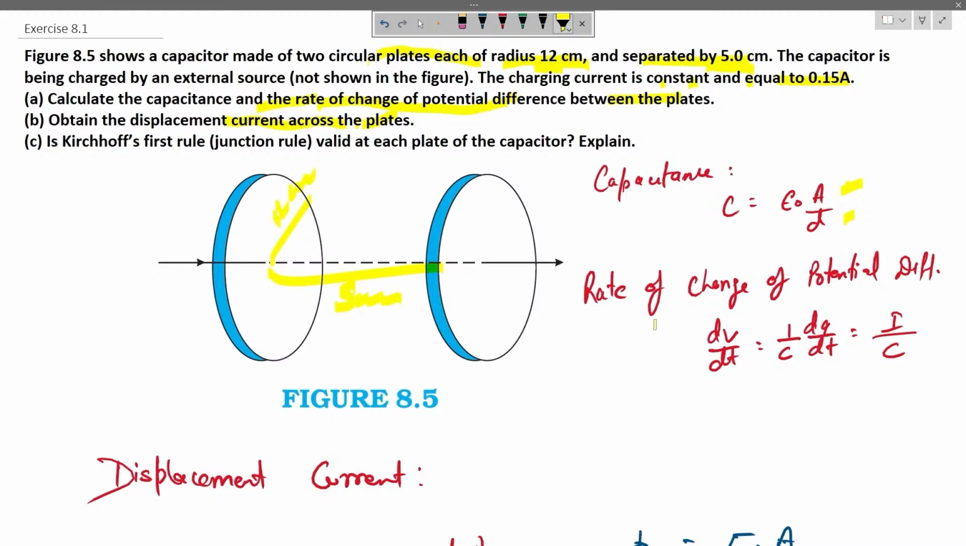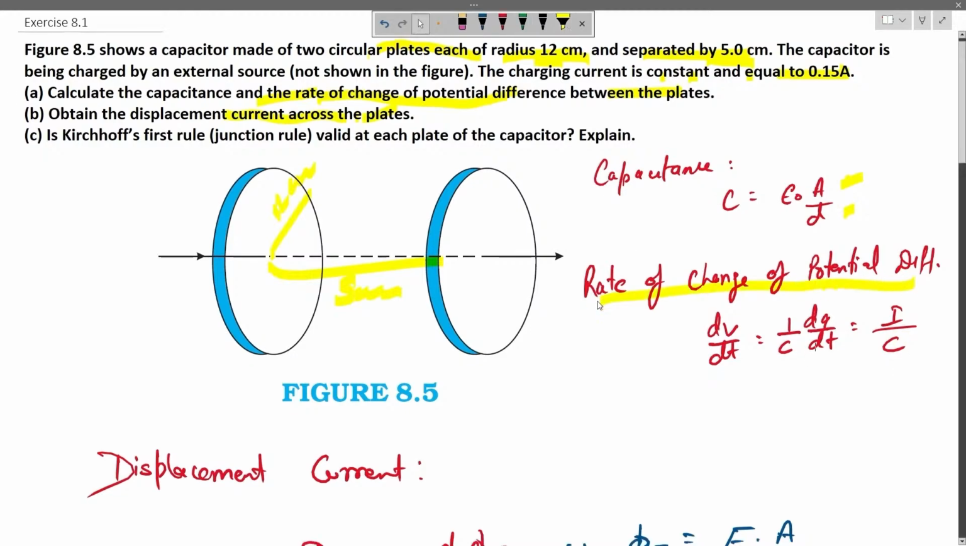We also know that the rate of change of potential difference is dV by dt. Now V in terms of the capacitance is defined as Q by C, where Q is the quantity of charge. If we differentiate V with respect to t, we get the expression 1 by C dQ by dt, and we can write dQ by dt as I, that is current. So the rate of change of potential difference would be equal to I by C.